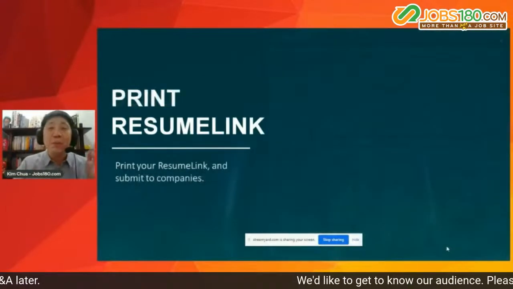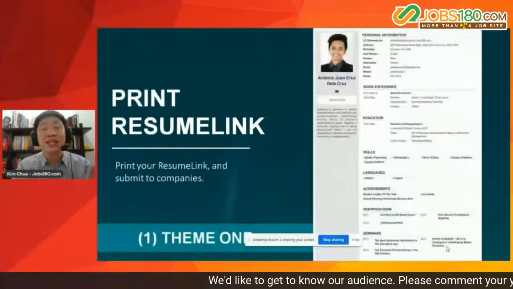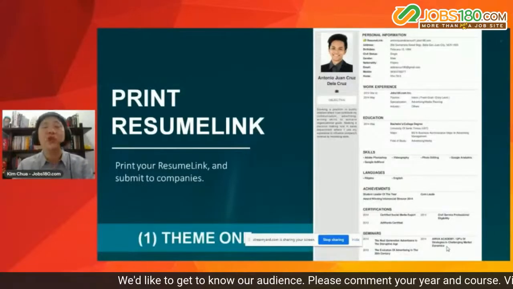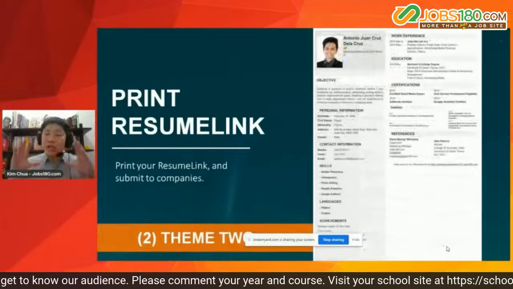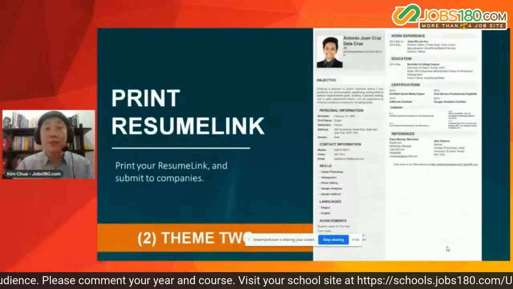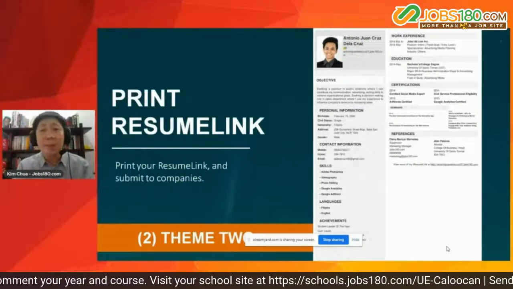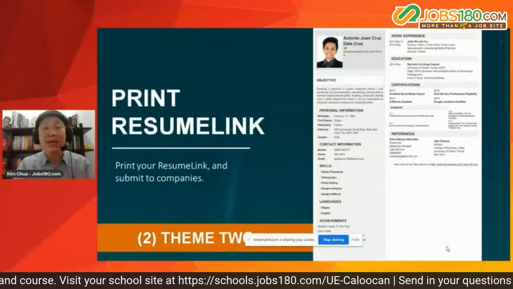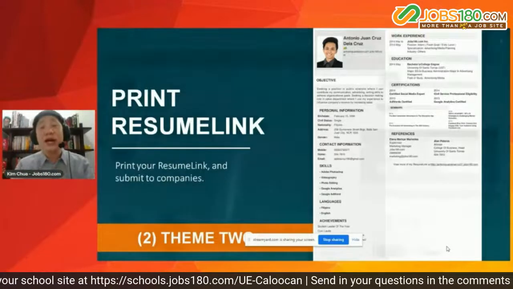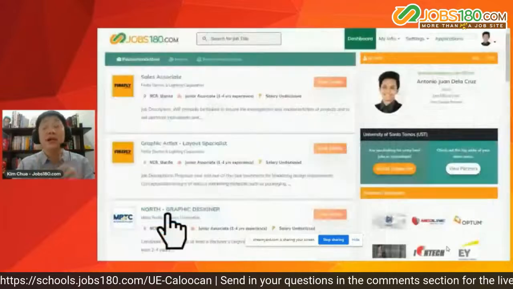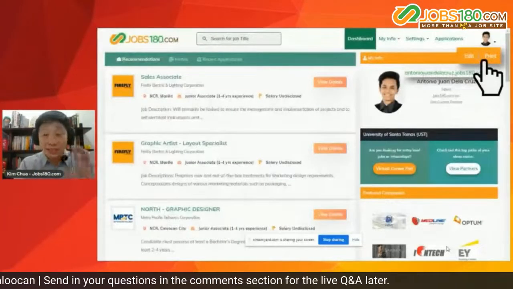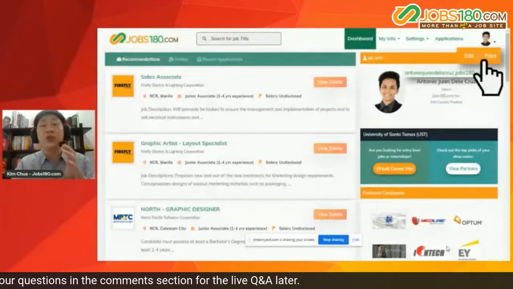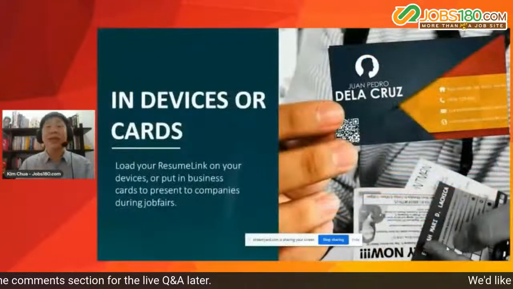Okay? If you want to print your resume, this is now the good news. You can now print your resume link. No matter how much information you have, the system will try to compress everything into one page. So kung gusto mo talaga mag-print ng papel at mag-submit sa mga kumpanya, walang kaso. Pumunta ka lang sa dashboard mo, hanapin mo yung print na option at mamili ka kung 1 column or 2 column version ang gusto mo i-print. What the system will do is it will try to compress everything into one page para tipid na.